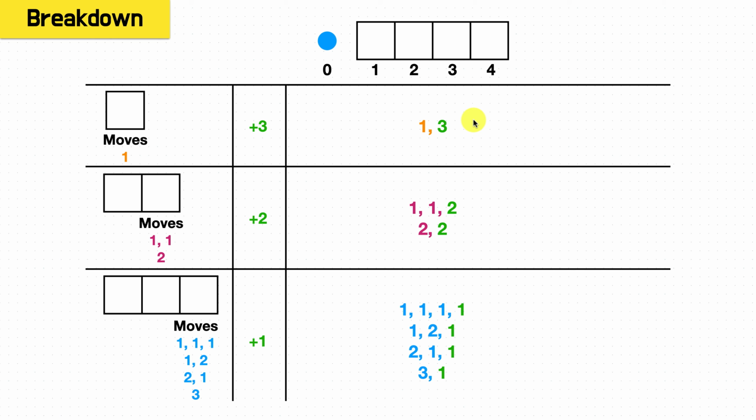So we just sum together the total number of ways to reach each of the prior 3 spots, which is going to be the solution to get to the final spot.